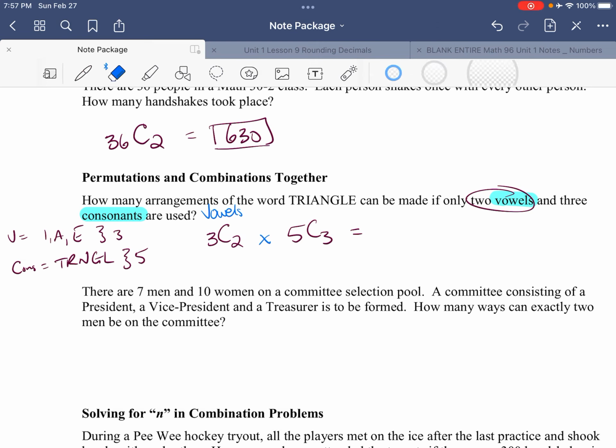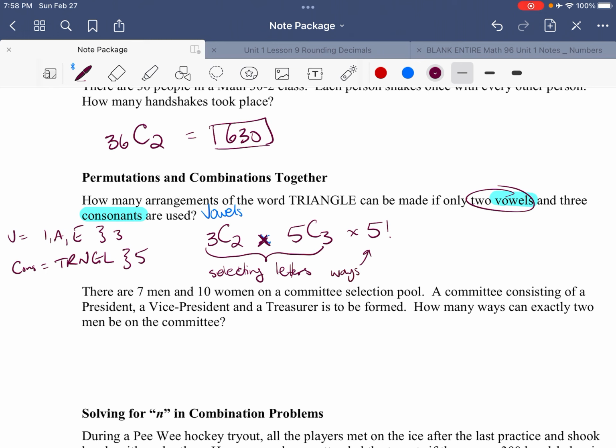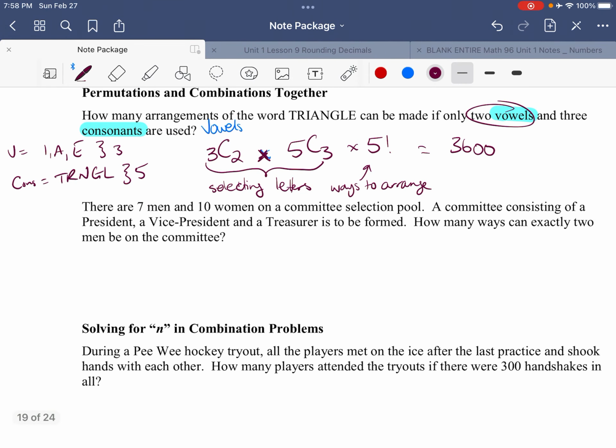Oh, missed an important step here. 3C2 times 5C3, that's you're selecting all the letters, and then you can arrange them 5 factorial ways. Okay, so these are selecting the letters, and then after you've selected them, this is the ways to arrange them. So that gives us 3,600 arrangements.